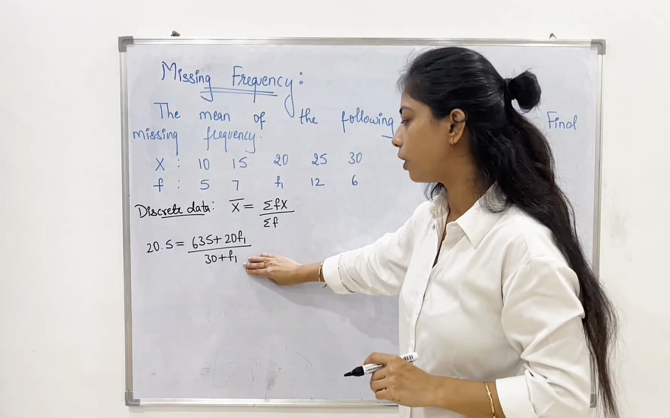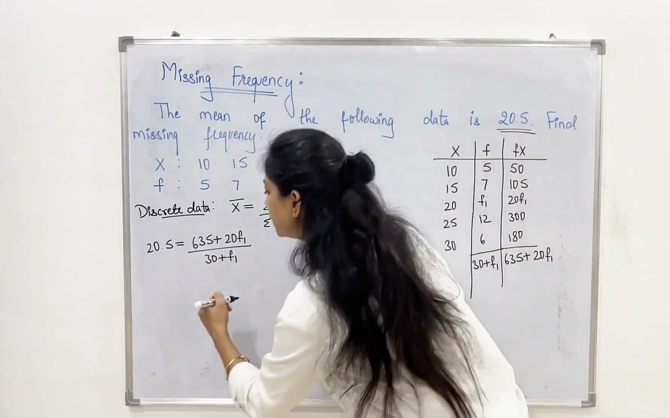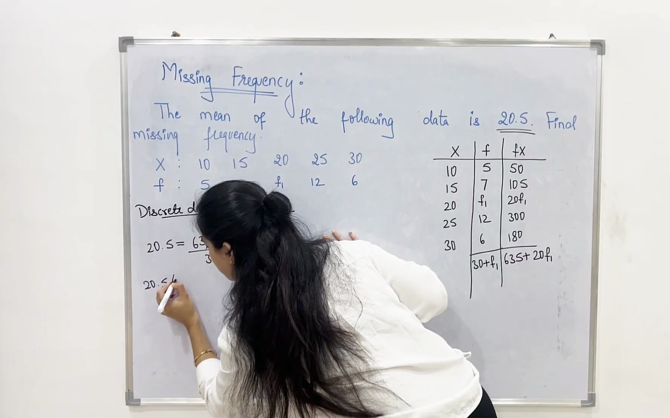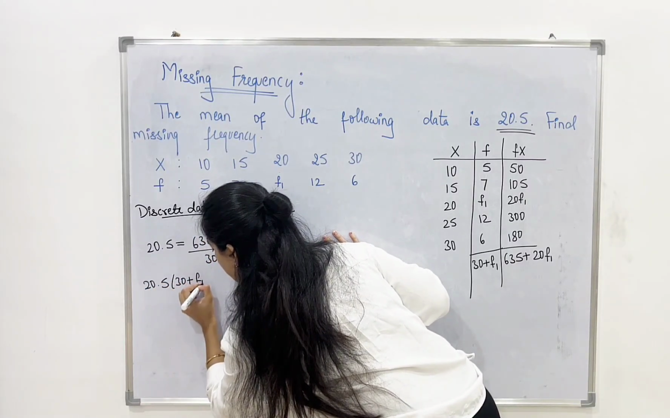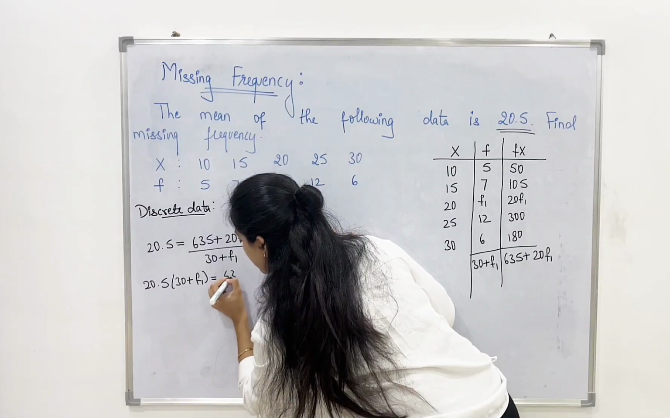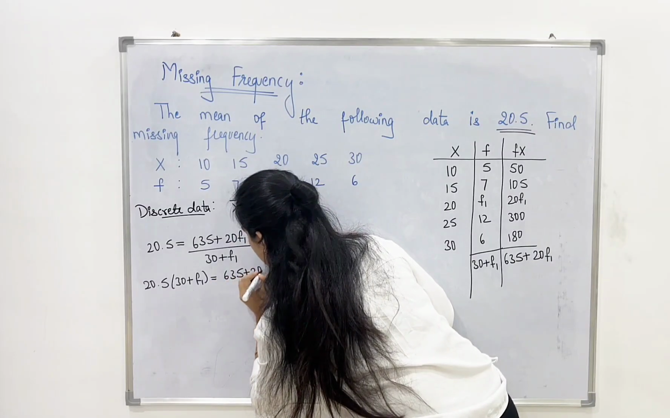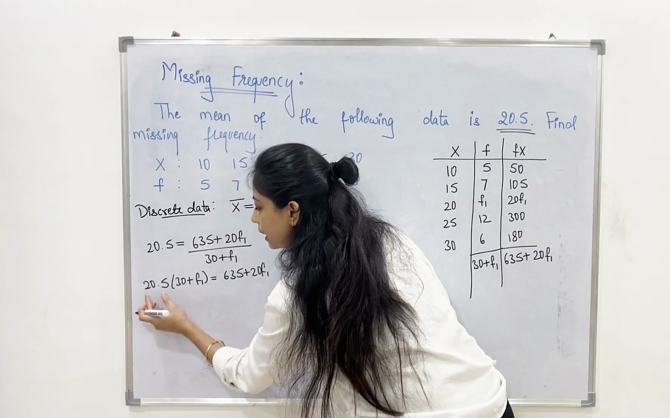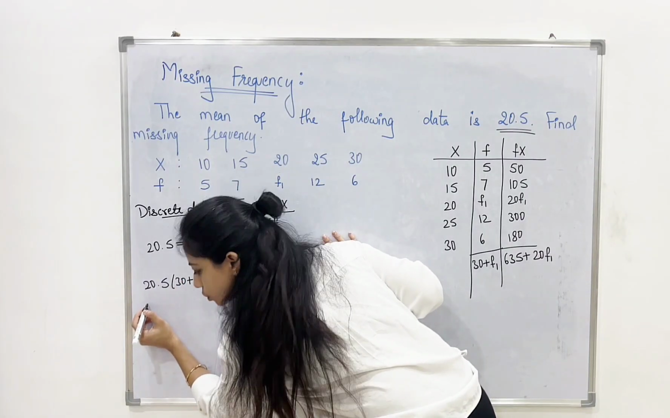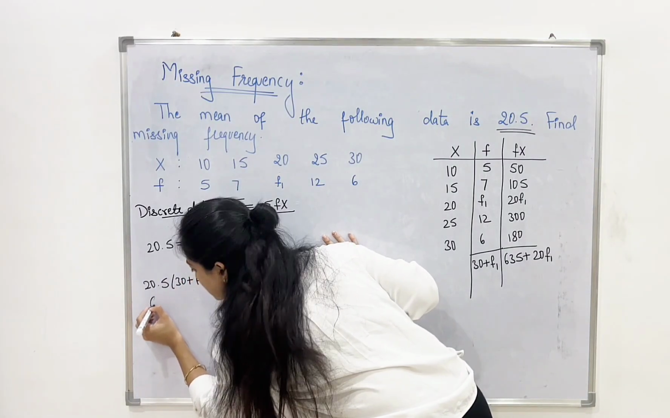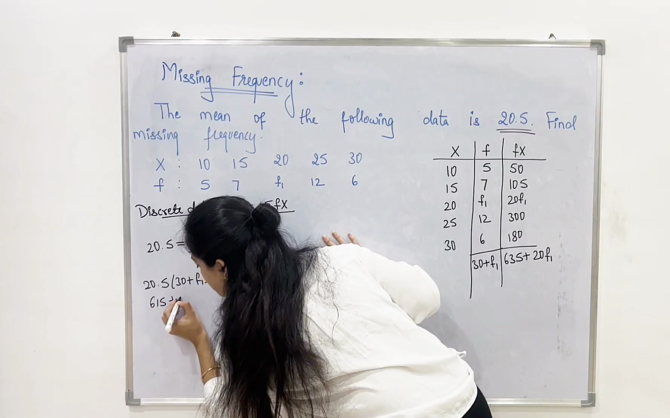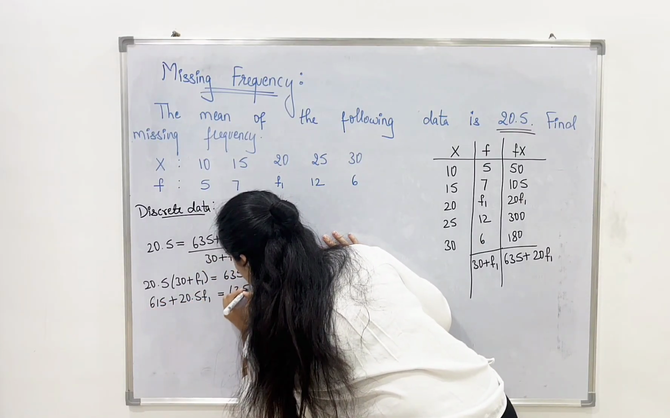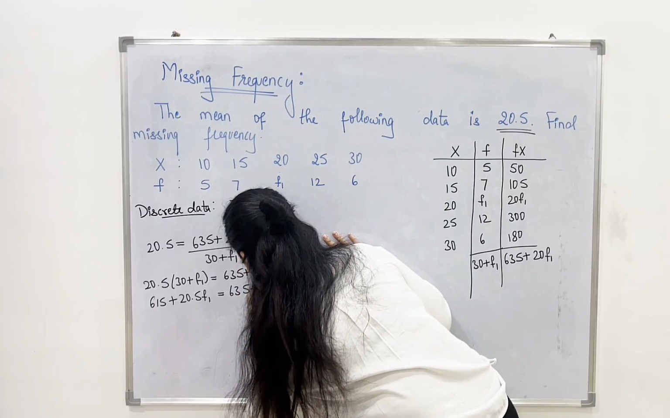Now, in order to solve it further, we will be cross multiplying. So 20.5 will be multiplied with 30 plus F1, which is equal to 635 plus 20 F1. Now we will open the bracket. We need to multiply 20.5 with 30 and 20.5 with F1, which comes up to 615 plus 20.5 F1 is equal to 635 plus 20 F1.